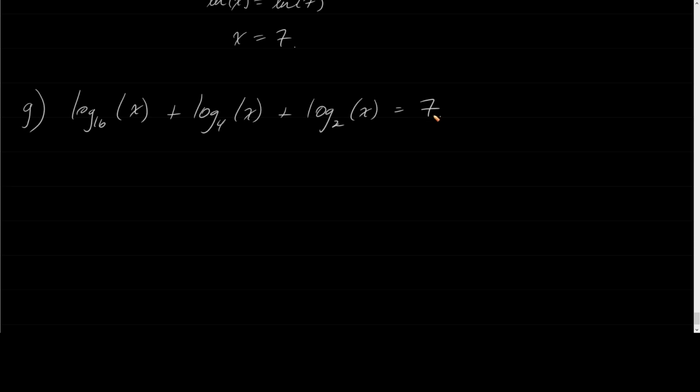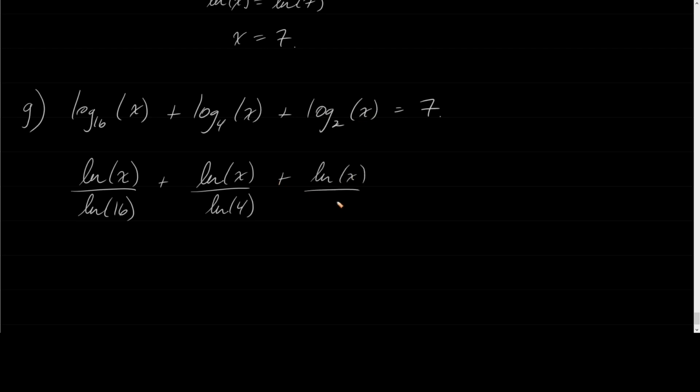So what do we do? Because again, we have a problem where we have very, very different bases in all of these. Well, what we're going to do is apply the change of base formula all over. So applying the change of base formula, ln of x over ln of 16, ln of x over ln of 4, and ln of x over ln of 2, and that's going to be just simply equal to 7.